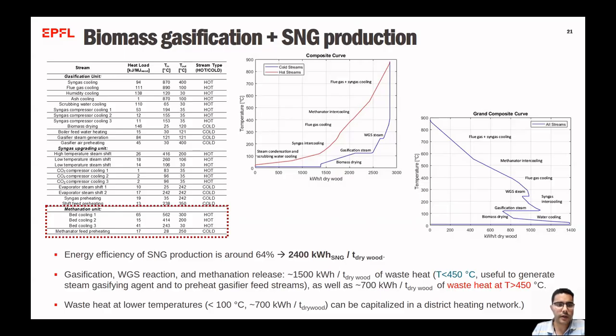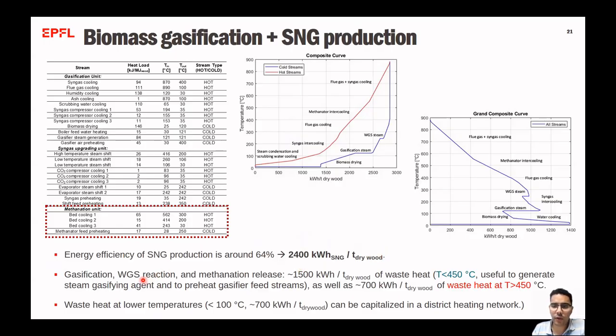As you can see here, in the composite curves, there is a large amount of waste heat available at high temperature from the cooling of the flue gas and the syngas, as well as the methanator intercooling. The syngas intercooling, when we are compressing it, also supplies a useful amount of waste heat. The energy efficiency of the synthetic natural gas production is around 64%, meaning that we can produce around 2,400 kilowatt hours per ton of dry wood.